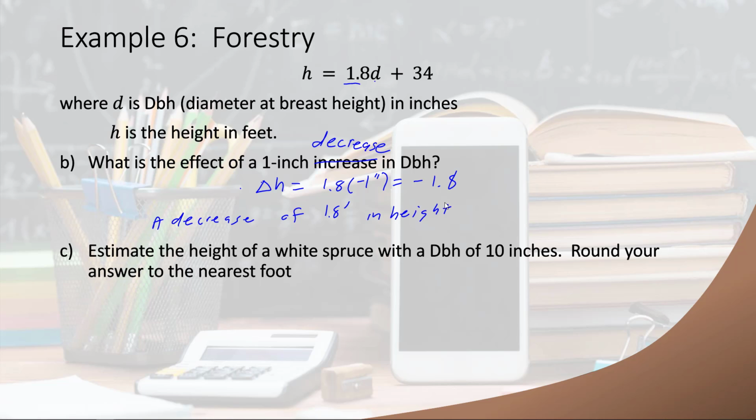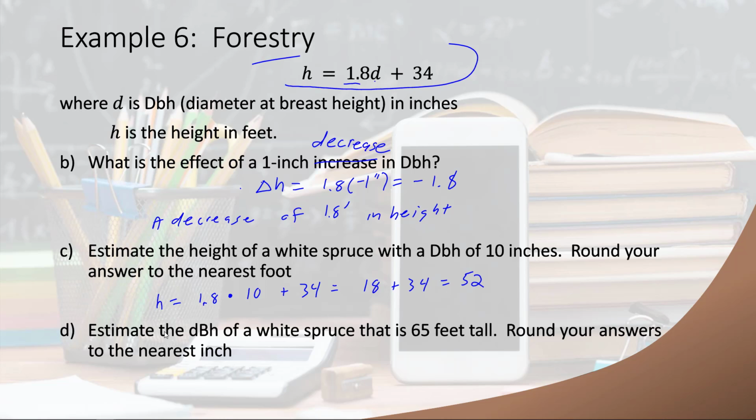What about part C? Estimate the height of a white spruce with a diameter at breast height of 10 inches. And then we want to round our answer to the nearest foot. Okay, well, that's just basically using this model where D happens to be 10. So we're going to have H is equal to 1.8 times 10 plus 34. Okay, that's supposed to be a point. That is going to be equal to 18 plus 34. And we can do that kind of math. That's equal to 52.